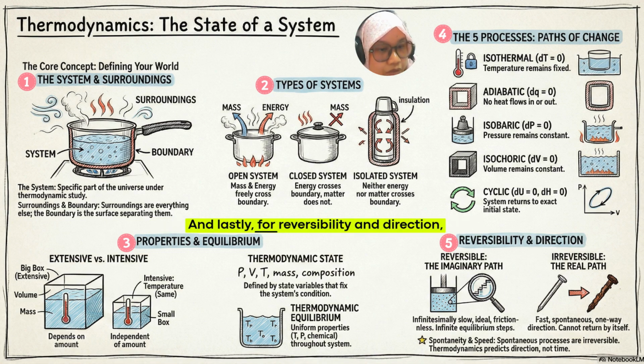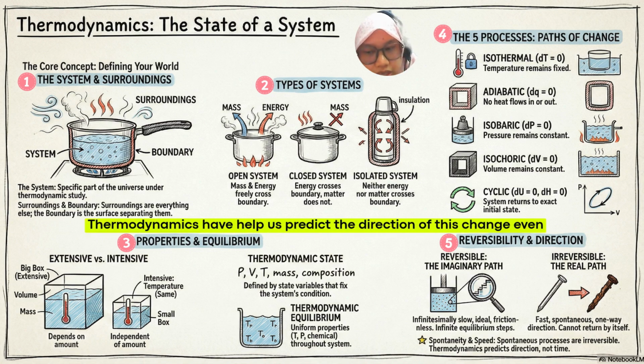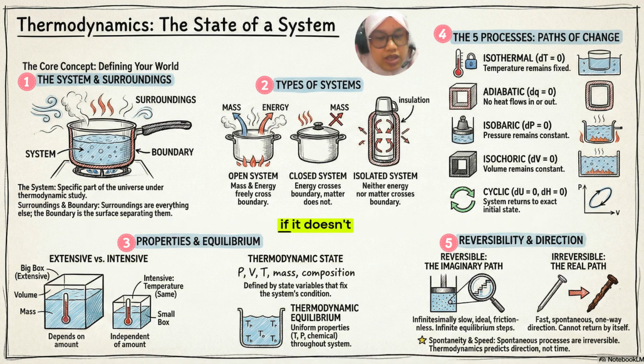And lastly, for reversibility and direction, please remember that real engineering is messy. Reversible processes are actually imaginary processes. They are infinitesimally slow and perfectly ideal. In the real plant, processes are irreversible. They are fast, spontaneous, and move in one direction. Thermodynamics helps us predict the direction of this change, even if it doesn't tell us how long they will take.